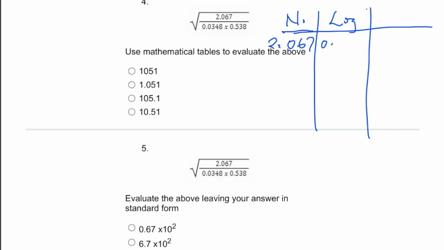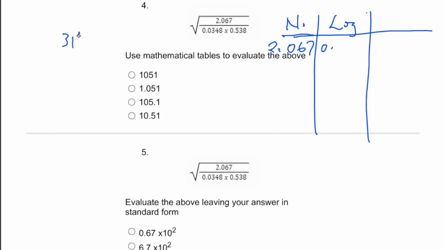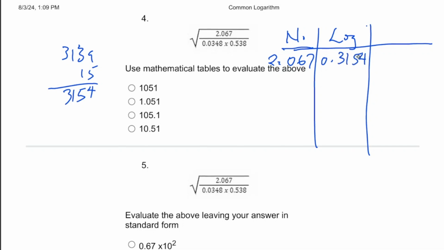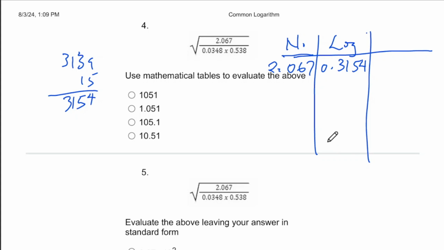So you now check 20 under 6. 20 under 6, that is 3139. Difference 7 is 15. So we add 15 to this. So this will give us 4, 5, 1, 3. So this will give us 3, 1, 5, 4. Since that is the only one we have as the numerator, we can move it to this place, 0.3154.